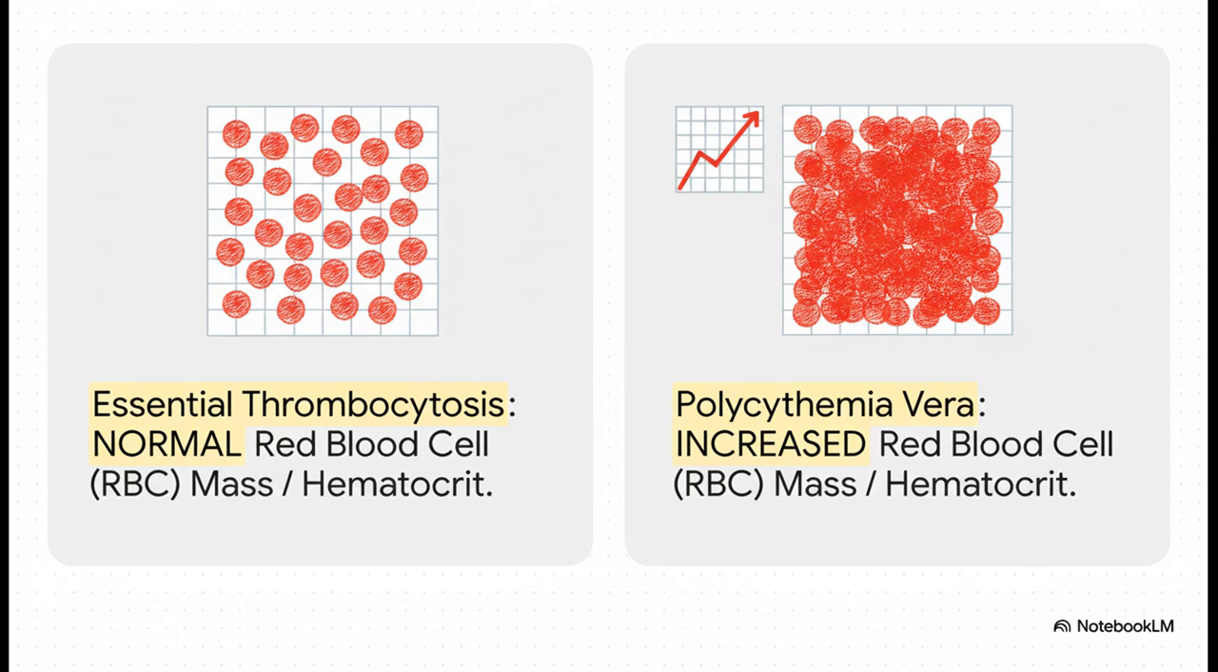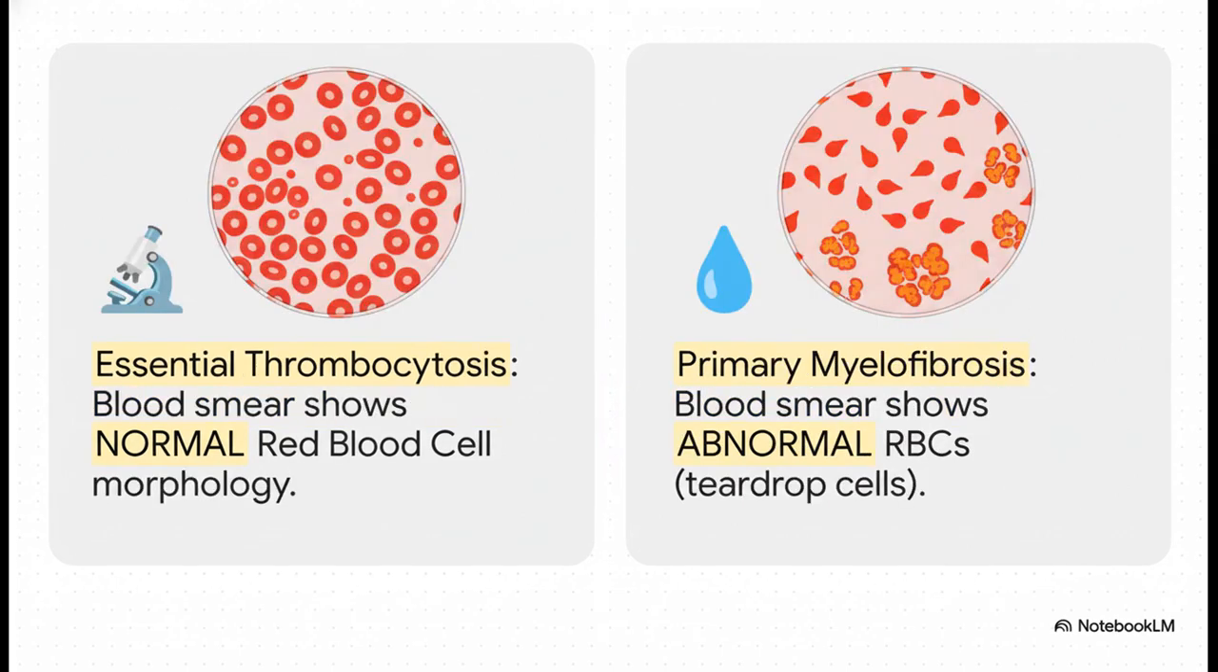And finally, how do we distinguish ET from primary myelofibrosis? For this one, you need to look closely at a peripheral blood smear. In ET, the red blood cells look pretty normal. But in myelofibrosis, the bone marrow is getting all scarred and fibrotic. Think of it like a sponge that's slowly turning into a rock. As those poor red blood cells get squeezed out of that scarred marrow, they get misshapen. And that's where you get those classic teardrop cells. See those? And you know it's not ET.